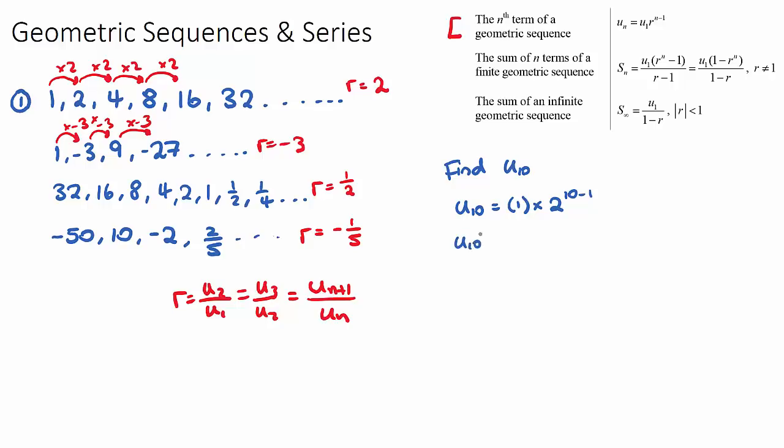Okay, so u10 will be 1 times 2 to the 9, which we know will just be 2 to the power of 9, and we can work that out if we have a calculator or if your multiplication skills are on point. We know it's going to be 1, 2, 4, 8, 16, 32, and then 64, 128, 256, and I think we're going to get 512.